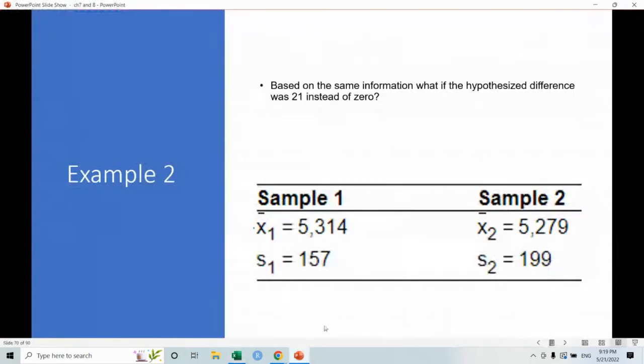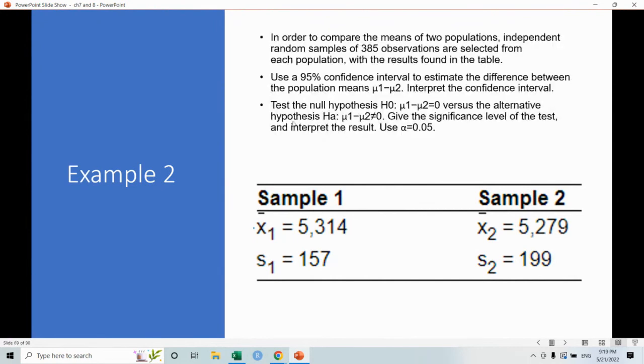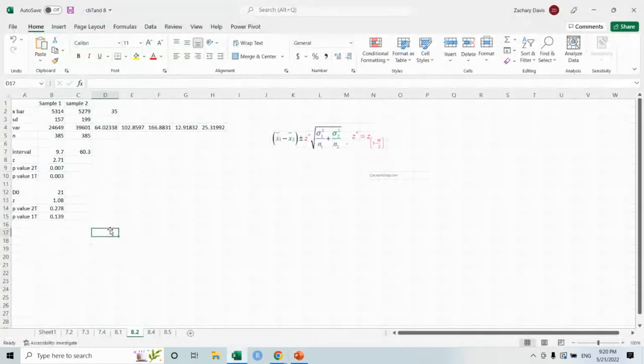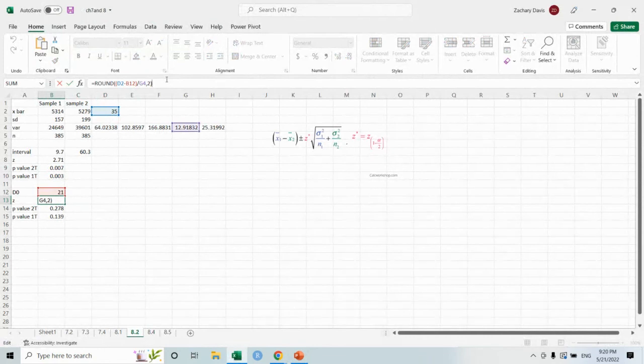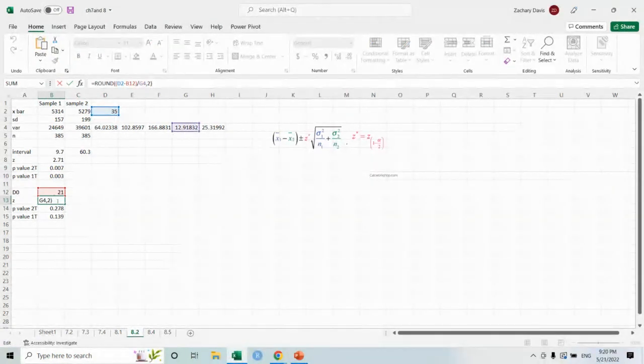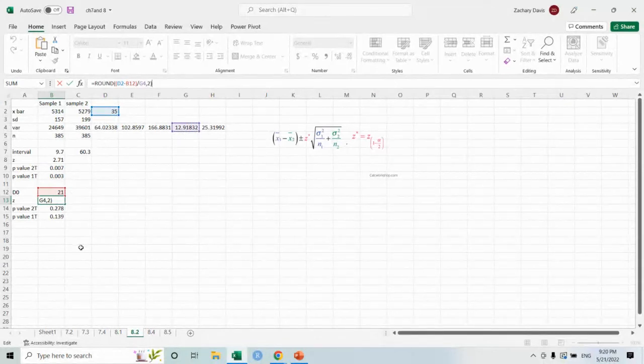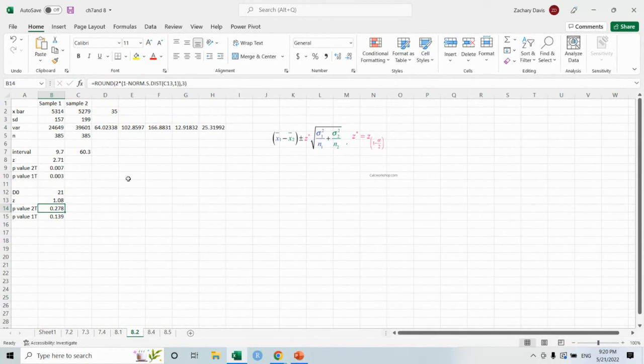So the second part of that question was, what if it was 21 instead of 0? So our null hypothesis would be that mu1 minus mu2 equals 21, and the alternative would be mu1 minus mu2 does not equal 21. Using the same formulas, except now we have 35 minus 21, that's going to give us a slightly different value. We get a z-score of 1.08, and plugging that in, we get a p-value of 0.278. So in this case, we would not reject the null hypothesis if the hypothesized difference in the means was 21 instead of 0.